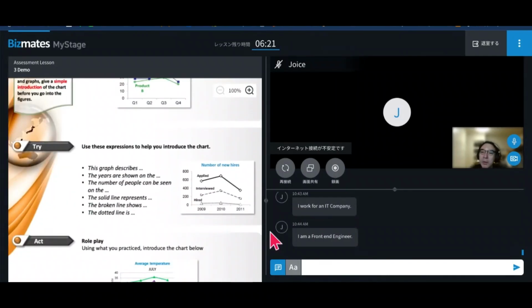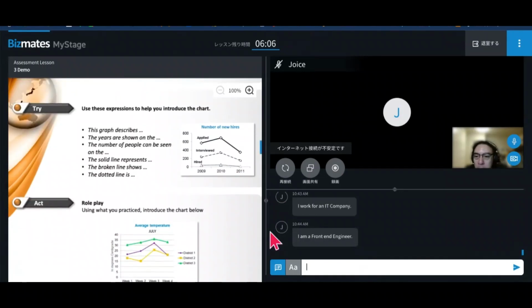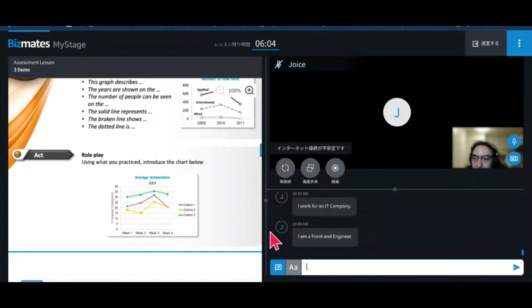After the See part and the Biz Tip, you will have the Try part. In the Try part, usually it's question and answer or little practice exercises that you will be doing with your trainer. And then after that is the Act part, which is a role play. Usually you will just be asked to explain charts. So I think this will be quite easy for you. Is everything clear about the lessons?